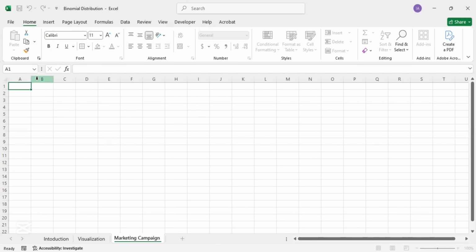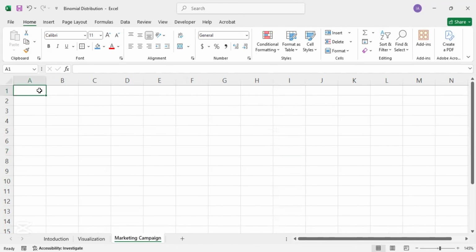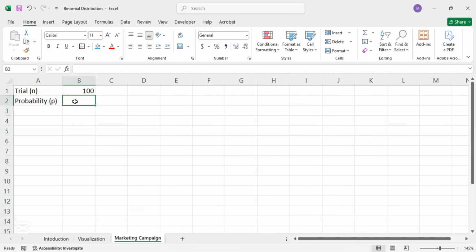If we look at this question, our N, or let's say our trial, will be 100, because the marketing team emails 100 customers. And it says historically 5% convert into buyers, so our probability of success is 5%. If we divide 5 by 100, that gives us 0.05. It asks, what is the probability of exactly 5 sales? So X, our number of successes, will be 5 in this case.